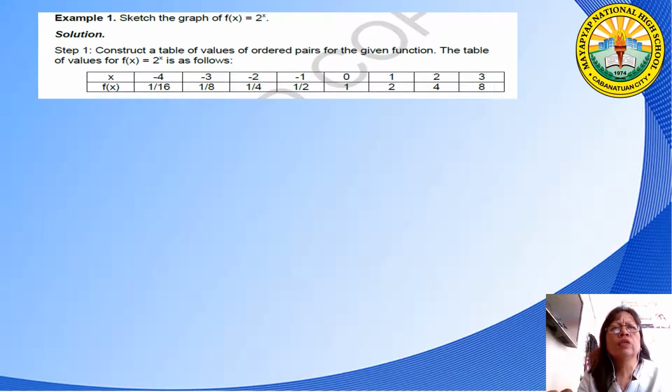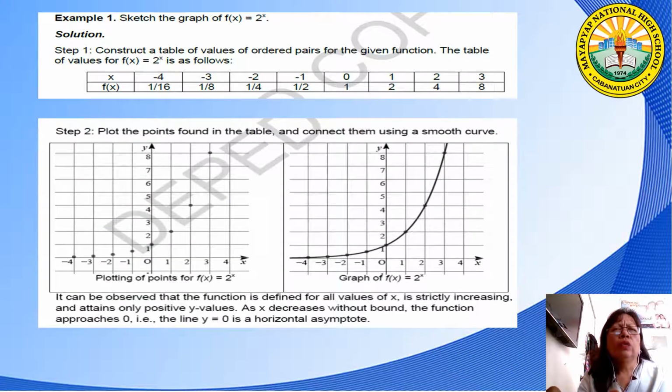For the assigned values of x, we have negative 4, negative 3, negative 2, negative 1, up to 3. And these are the computed values for f(x), or y. If x is negative 4, y is 1/16, and so on. To graph the points, you may use the following ordered pairs: (-4, 1/16), (-3, 1/8), (-2, 1/4), (-1, 1/2), (0, 1), (1, 2), (2, 4), and (3, 8). When you graph the points, it looks like this. These are the points of f(x) equals 2^x.